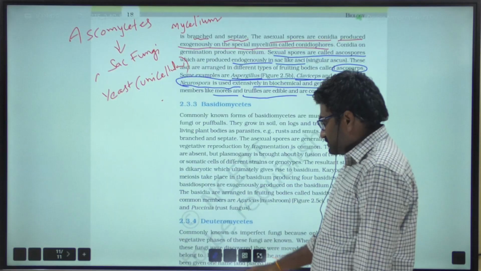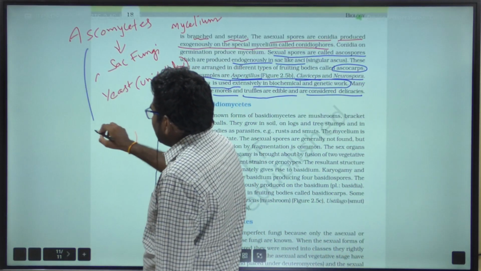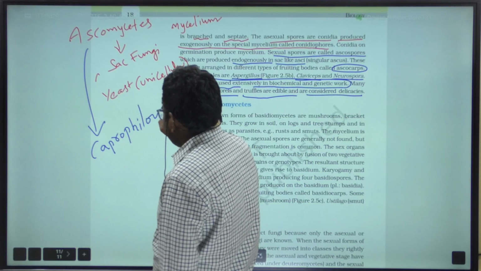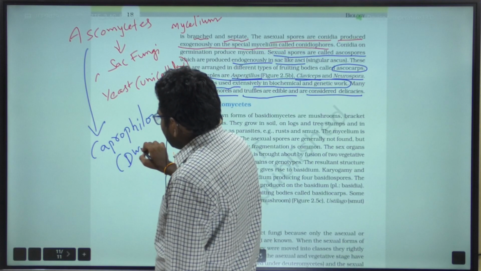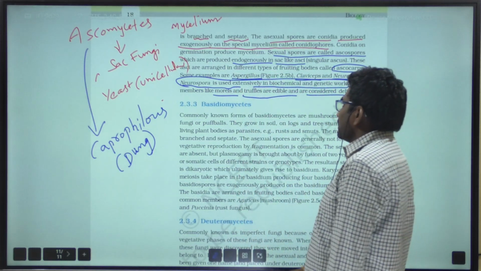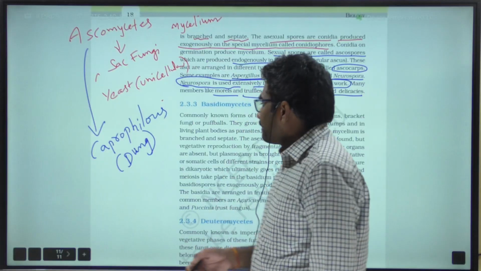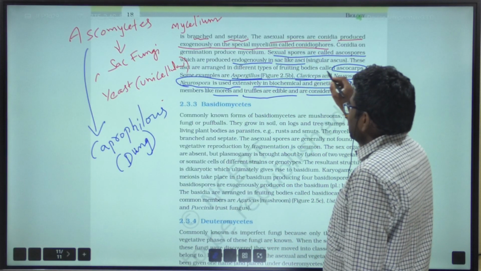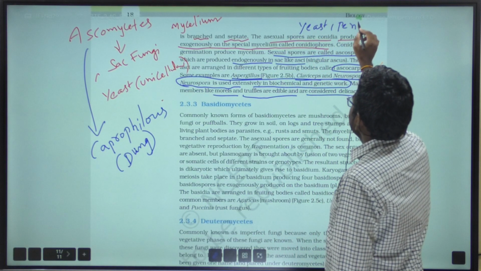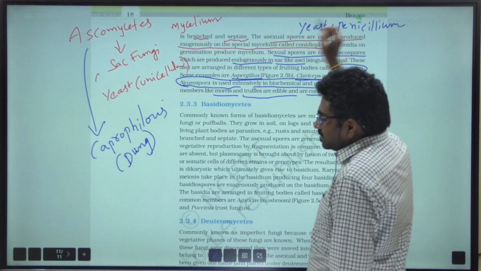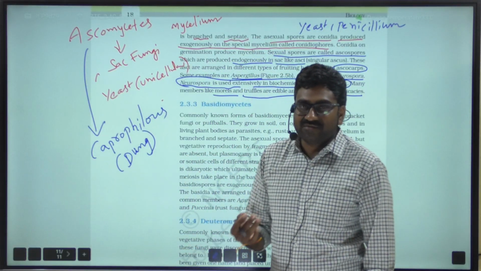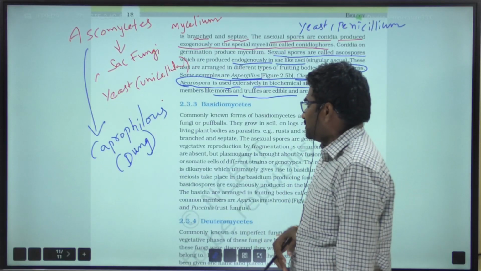Another important thing: Ascomycetes are coprophilous, that means they can grow on dung. Other examples of Ascomycetes are yeast and Penicillium. Yeast is unicellular, the remaining are all multicellular. Remember, the examples are very important: yeast, Penicillium, Aspergillus, Claviceps, Neurospora, morels, truffles.